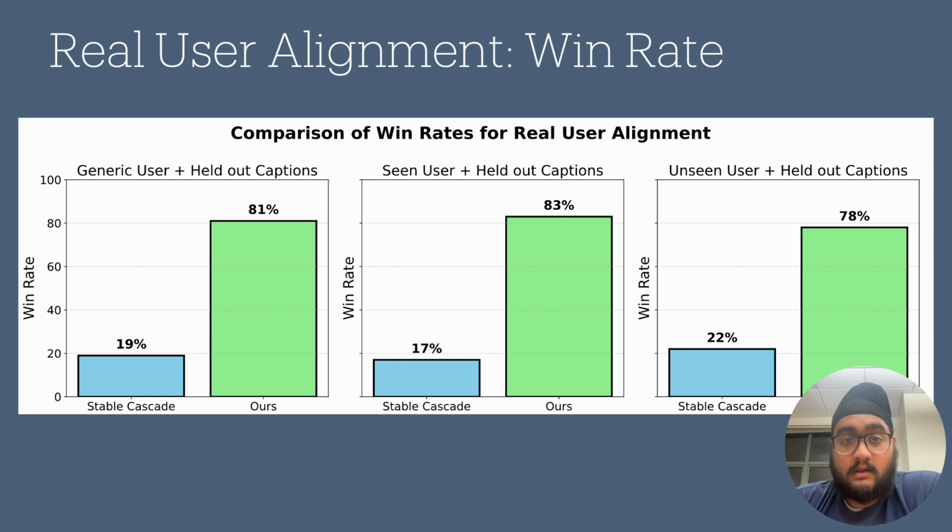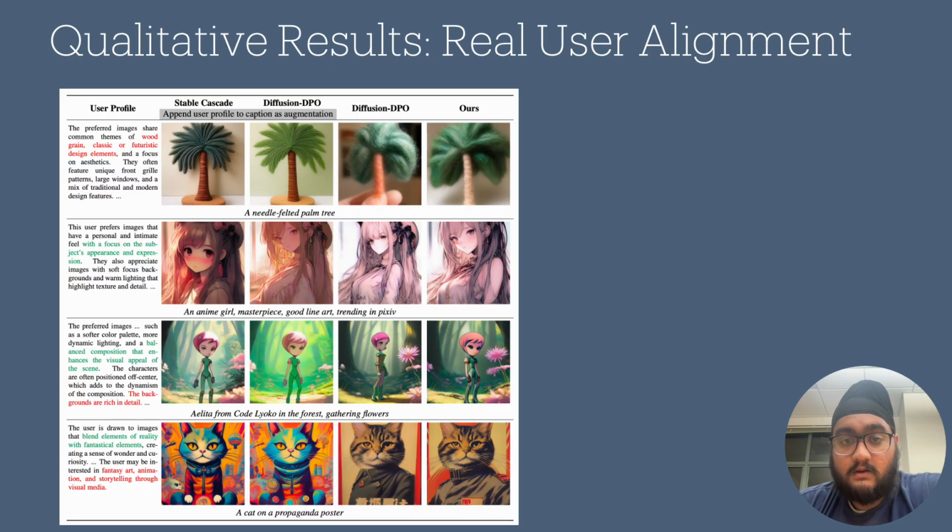Firstly, we look at the win rate, comparing stable cascade to our model on a generic user with held out captions, a user that is seen on held out captions, and an unseen user on held out captions. And in all 3 scenarios, we see a significant improvement from the base model. Next, we consider qualitative results.